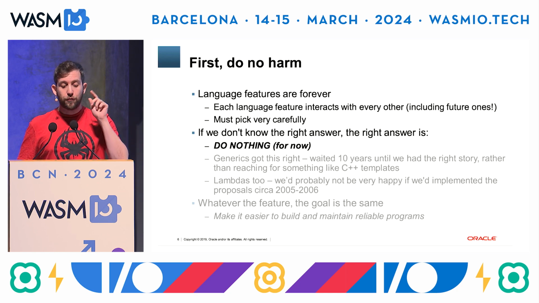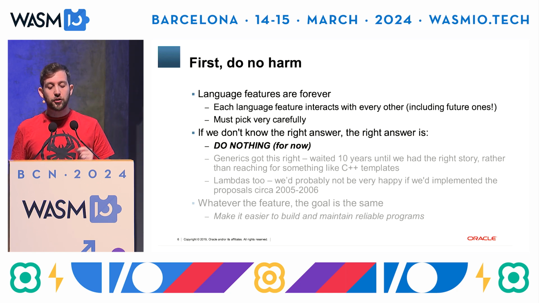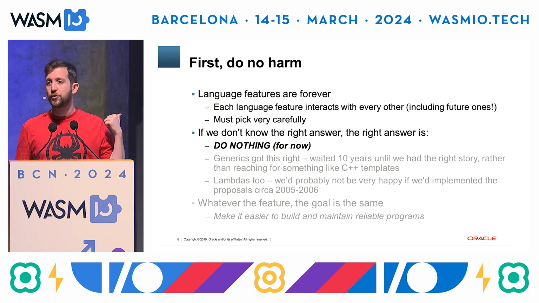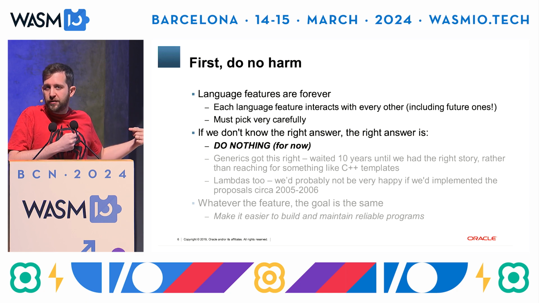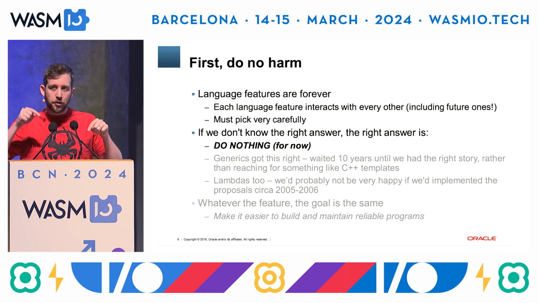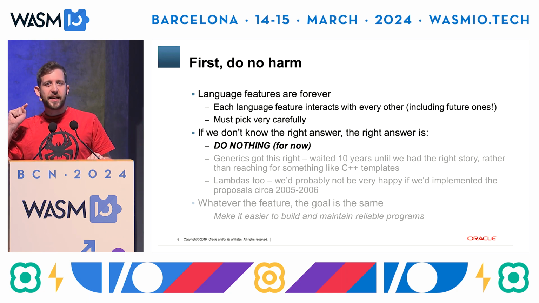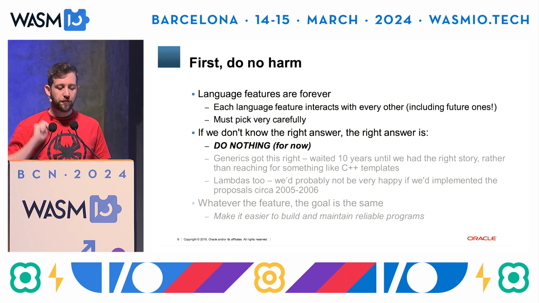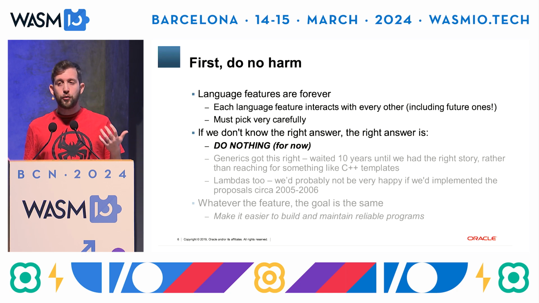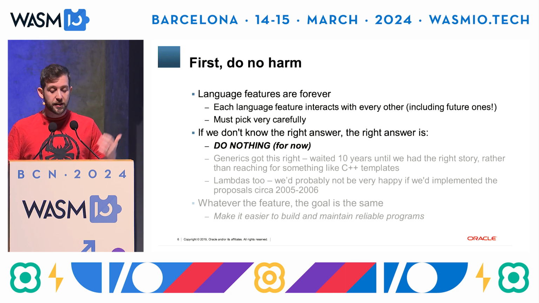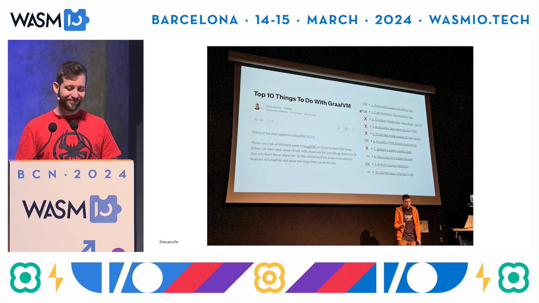Language features are forever. Each language feature interacts with every other, including future ones. That's actually pretty interesting, right? It's not just about being compatible with the things you already have, but being mindful that the things you introduce today might get in the way of the things you want to introduce in the future. So you must pick very carefully. And if you don't know the answer, a valid answer is also do nothing for now.